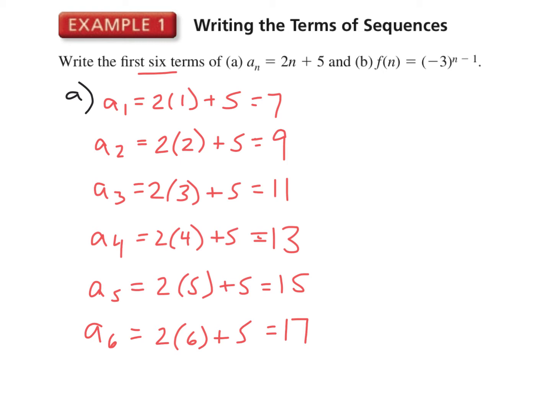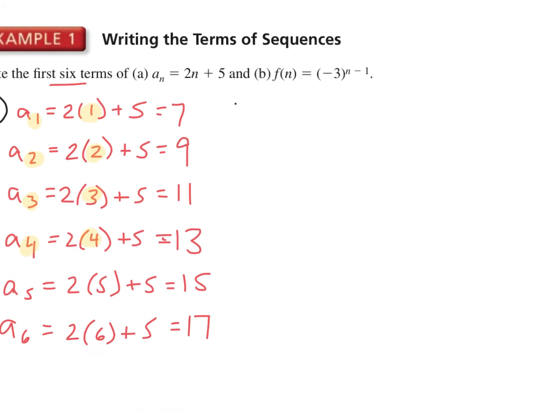I want to see your work when you do this, so I want to see what you're plugging the number into. I need to see your work. So don't just write 7, 9, 11, 13, 15, 17. I know you guys can multiply times 2 and add 5 in your head, but I want to see your work. So everybody sees how, depending on what term we're on, this is the first term, we plugged in 1. This is the second term, we plugged in 2. Third term, 3. Fourth term, 4. And so on. So all we do is just plug in 1 through 6 for n.